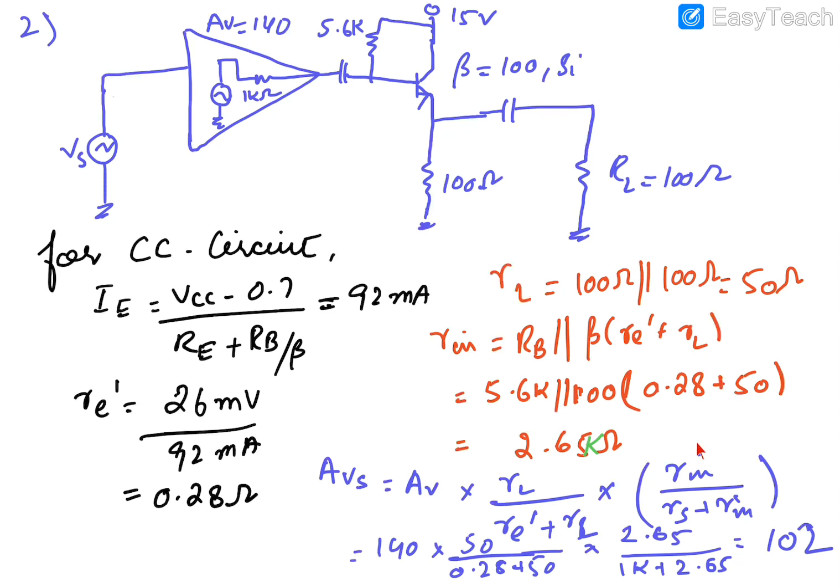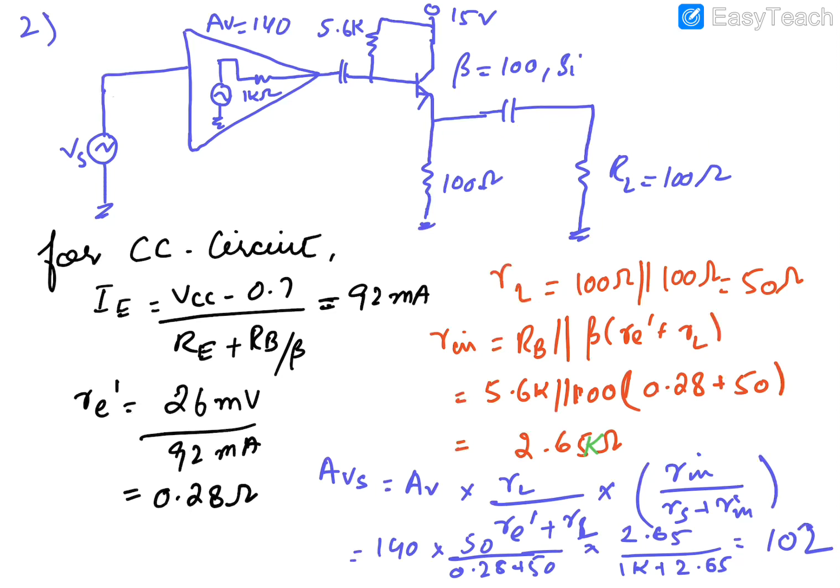We have found the value of Rin. Small RL is 50 ohms. We have put the value of small RL. The open loop gain for the previous stage is 140. By multiplying these values we have found that the overall voltage gain of this whole amplifier system, having two amplifier stages and a heavy load, is 102.